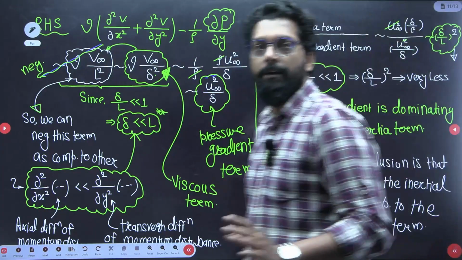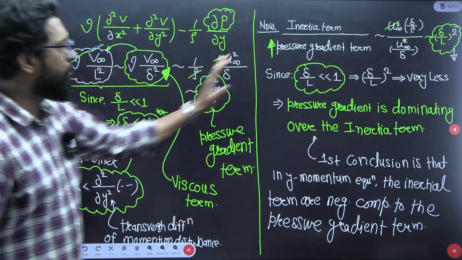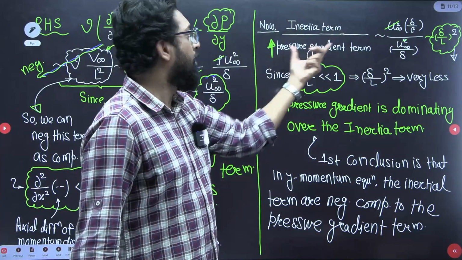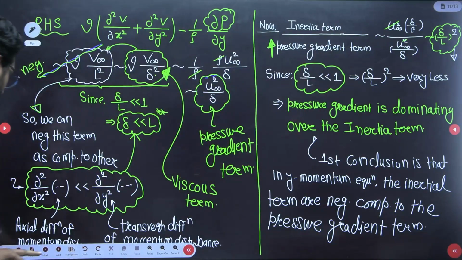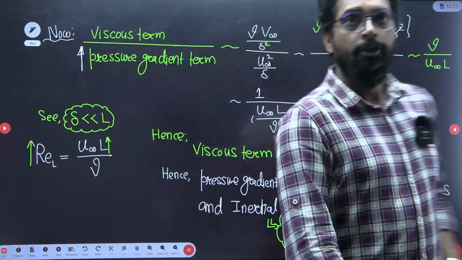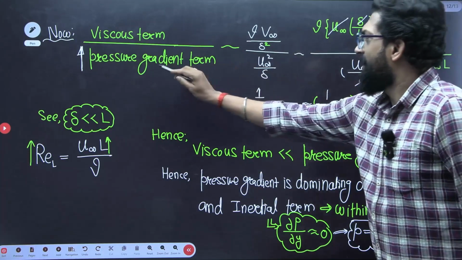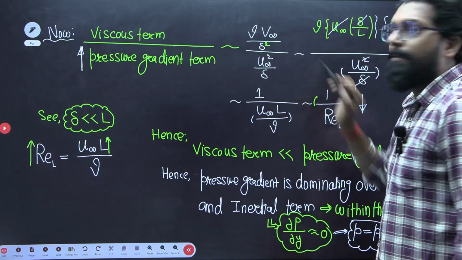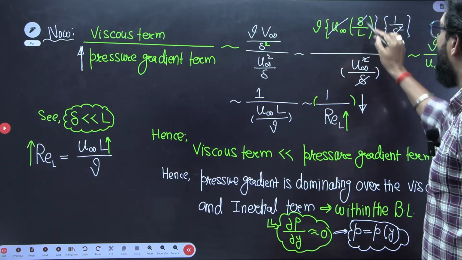This is very important. This is the first conclusion. You can neglect the inertial term as compared to the pressure gradient term. Now again we have to check the ratio of the viscous term divided by the pressure gradient term. The viscous term is mu V infinite by delta square, and the pressure gradient term is U infinite square by delta. Put V infinite as U infinite delta by L.